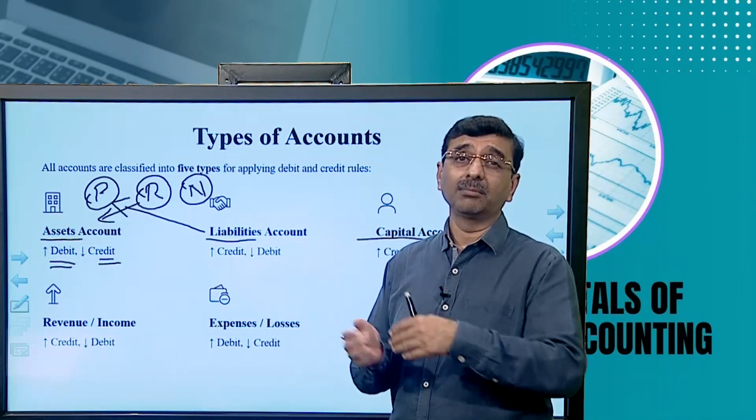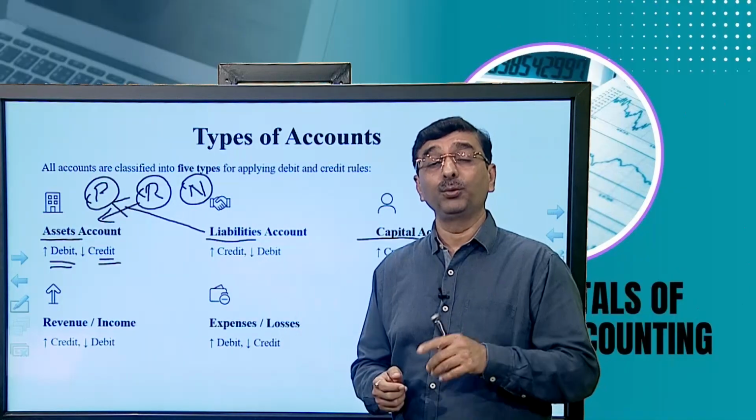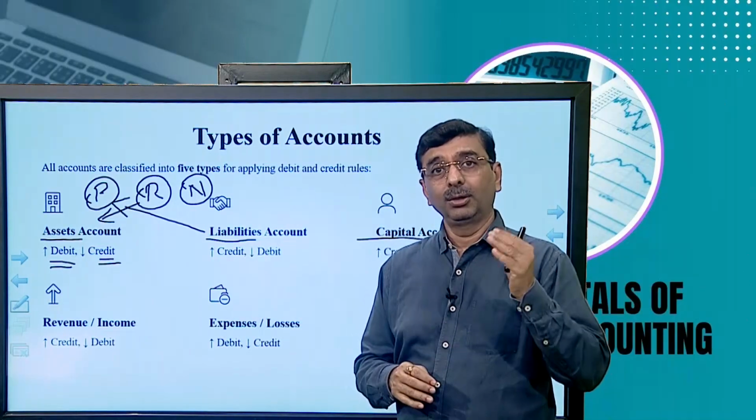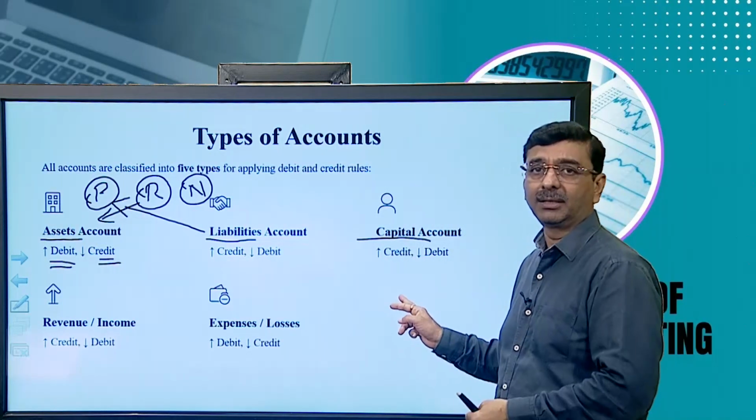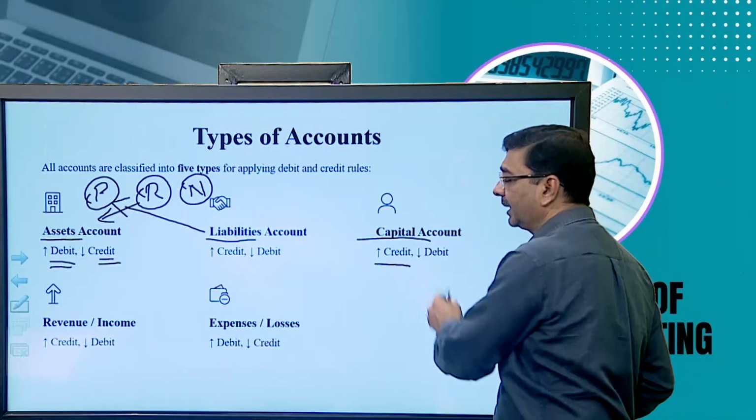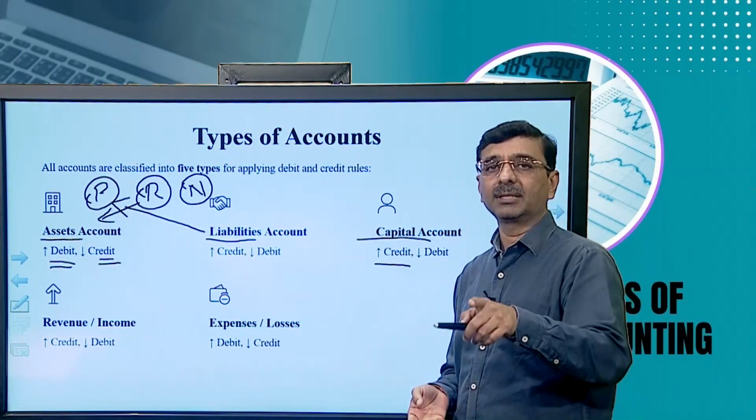Now, the person's capital comes in, so who is the giver? The owner is the giver. The owner is the giver, that means his account is credit. So that's why capital is increasing, it's credit. So when the capital increases, the person is the giver, it's considered credit.